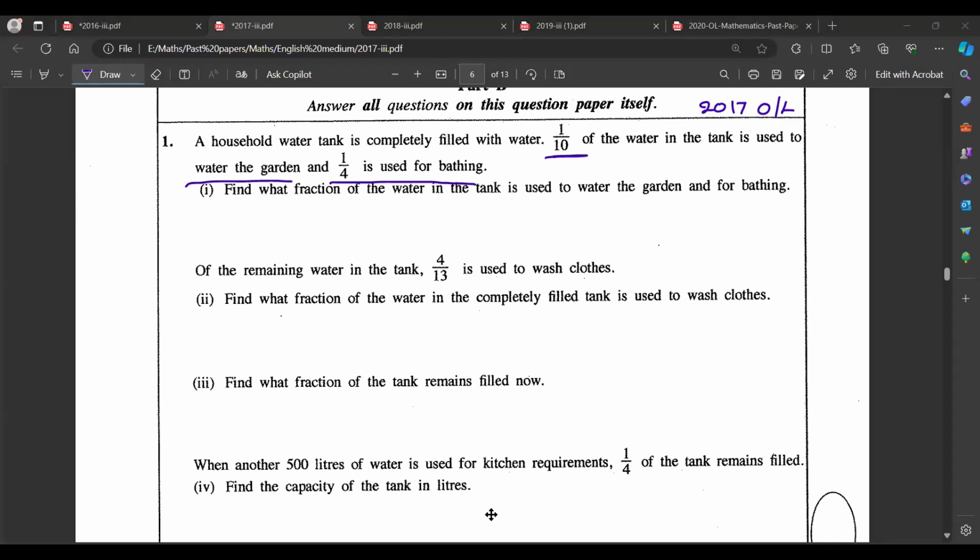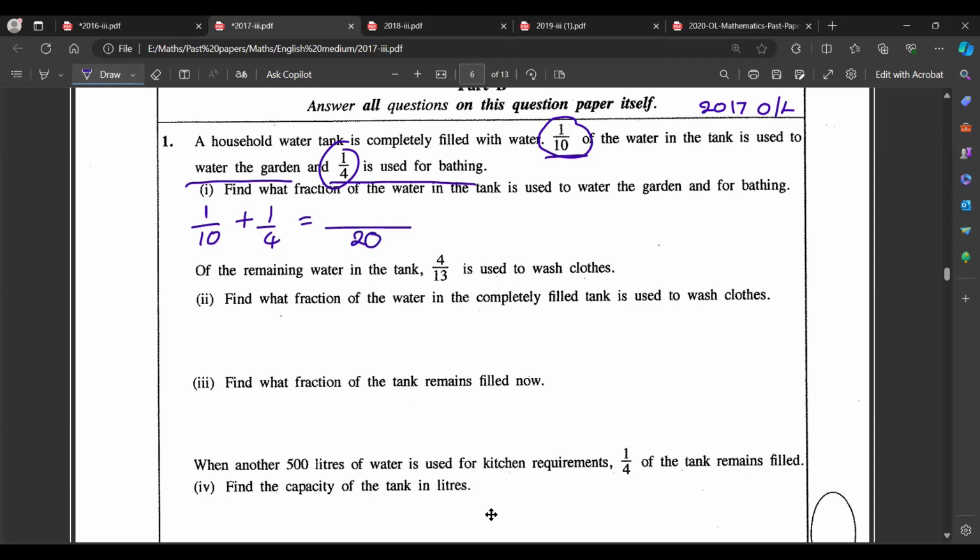How it started? 1 over 10 used for the watering and 1 over 4 used for the bathing. They ask to find the fraction of the water in the tank used for the water in the garden and the bathing. Both. They ask for this fraction and this fraction, so you have to add together. When you add these two, you have to take the common denominator. 10 and 4, you have to take the LCM. What is the LCM of 10 and 4? It should be 20, no? Yes. You have to consider 20.